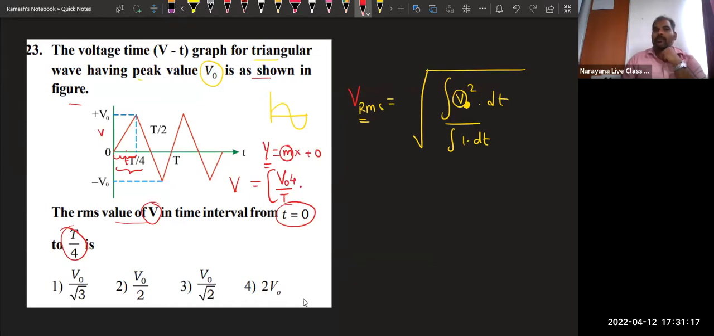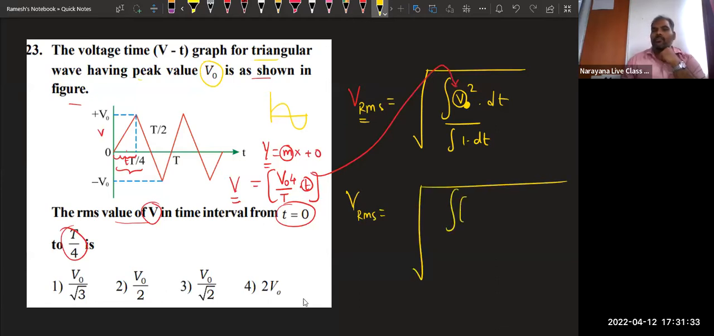4 will go to the numerator. X value is how much? T only, na? Correct. This is the instantaneous voltage, meaning at the time of t seconds, this voltage will be there. So substitute nicely here. What can I write here? RMS voltage equals under root of integration of V, which is 4 V naught by capital T into t, whole square, into dt. Small t. Put the limits from 0 to T by 4. Here also 0 to T by 4.